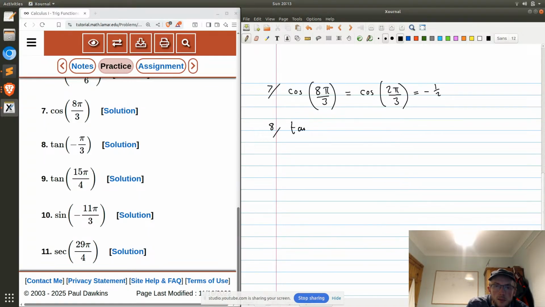Now, tan of negative pi over 3. Well, tan is an odd function, so straight away convert it to this. Now, to compute tan of pi over 3. Well, pi over 3 is 60 degrees, and tan of 60 degrees is something that should be known. It's root 3, so it should be negative root 3.